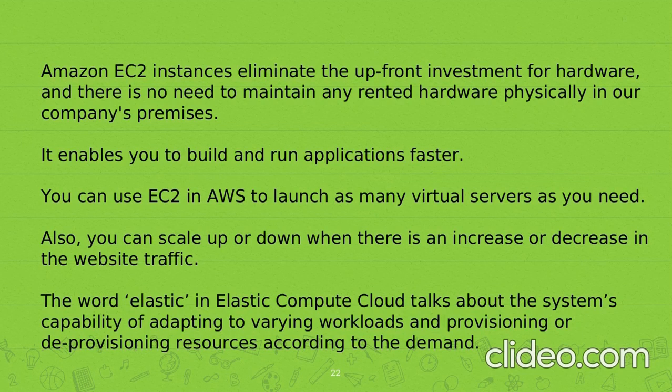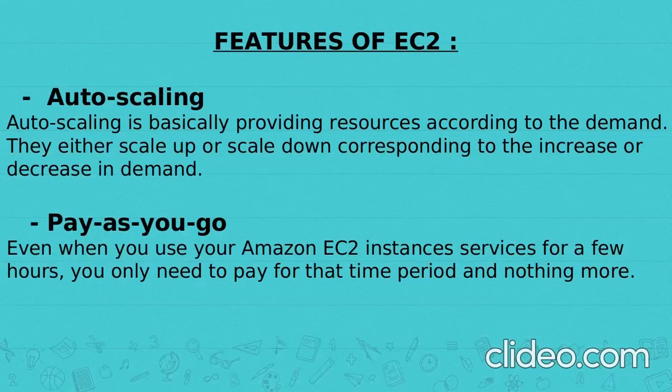Now let's have a look at the prominent features of EC2, because of which it has become the most widely used service of AWS throughout the world. The first one is auto-scaling. Auto-scaling is basically providing resources according to demand. They either scale up or scale down corresponding to the increase or decrease in demand.